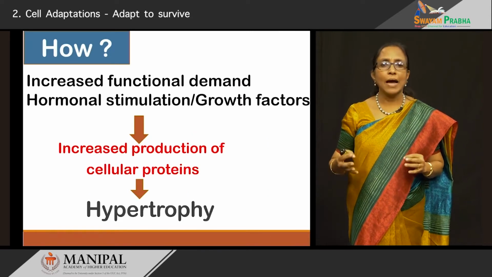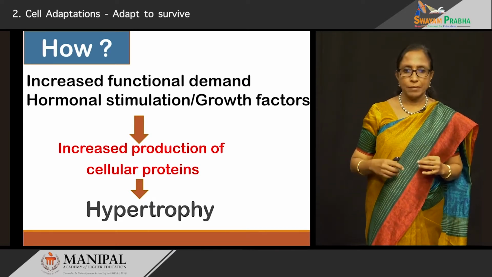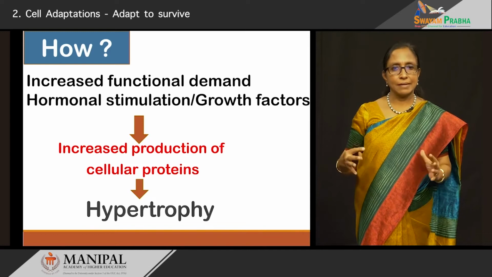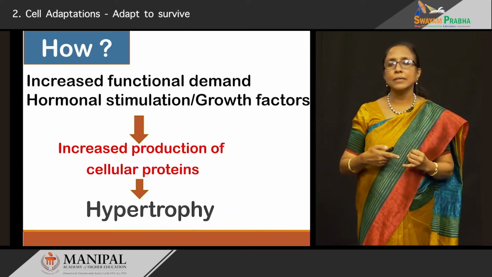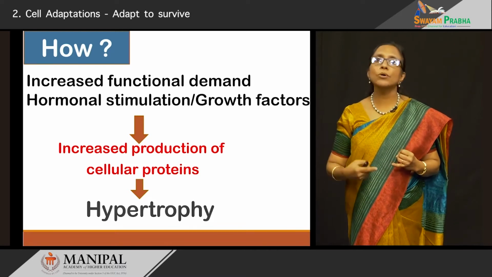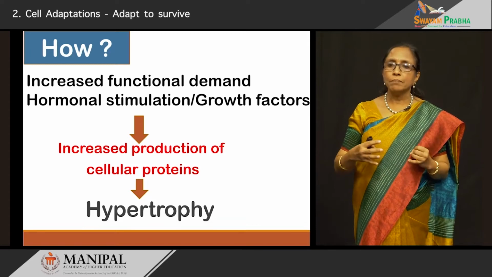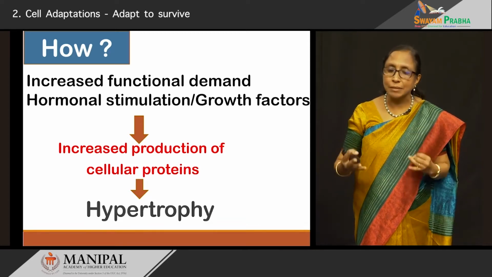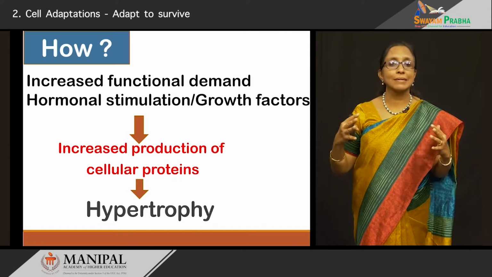Now, how does this happen? We saw what it is, but how does this happen? We get an increase in the cell size. There can be various situations of increased functional demand. There may be stimulation by hormones. There may be growth factors coming into the picture. All of them can cause an increased demand on the cells or the tissue, which makes the cells increase in size.